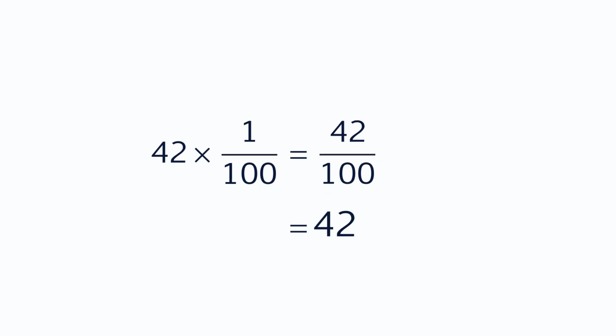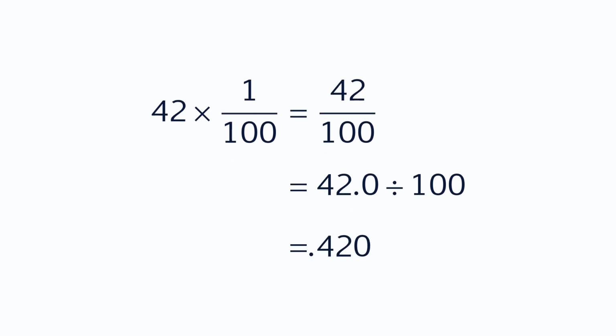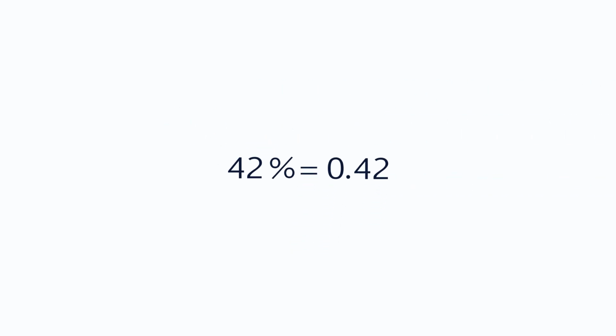Right now, 42 doesn't have a decimal point, but recall that 42 can be written as 42.0. You can always get a decimal point like this. Now you move the decimal point 2 places to the left to get 0.420, or simply 0.42. That's all there is to it. That means 42% is the same as the decimal 0.42.